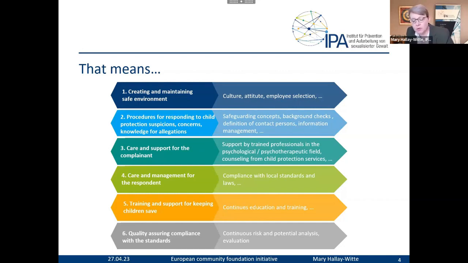Six, quality assurance of compliance with the standards. To ensure compliance with the standards, measures should be taken to ensure regular review. Quality assurance also ensures that all violations and anomalies are reported and dealt with appropriately, and that those involved are adequately informed and supervised. Through regular review and quality assurance of standards, foundations can ensure sustainable protection in their structures. Instruments here are continuous risk assessment, potential analysis, and evaluation.